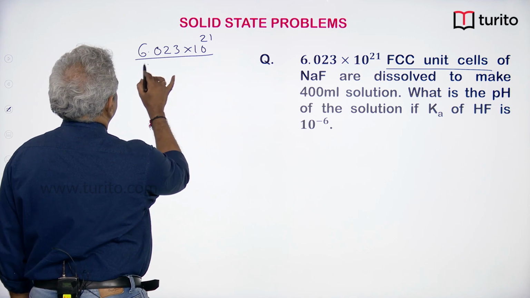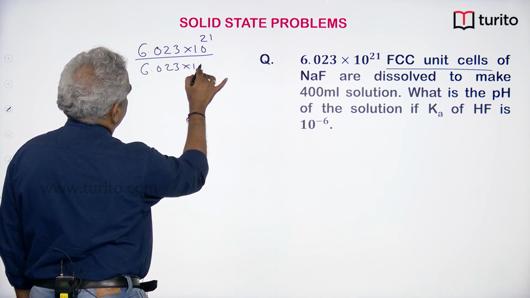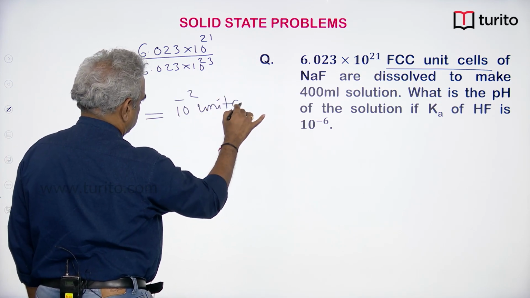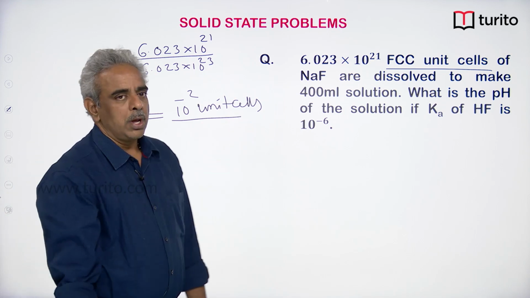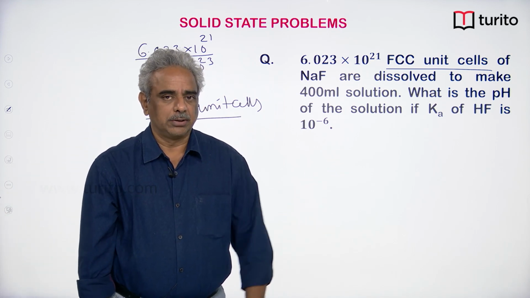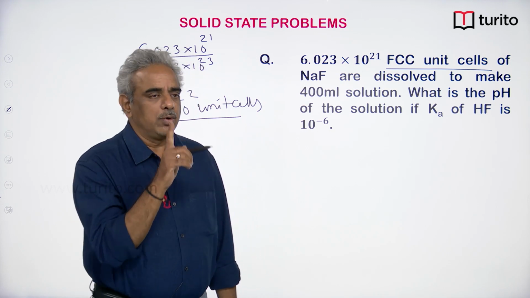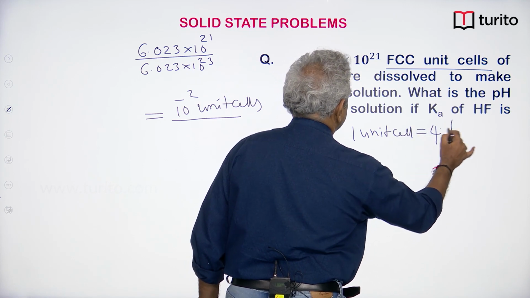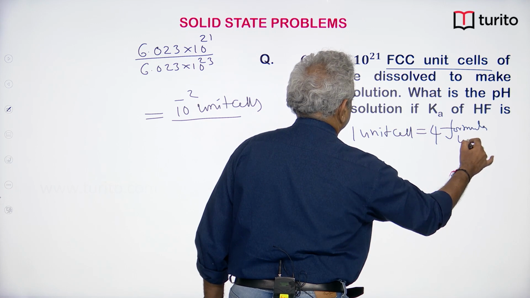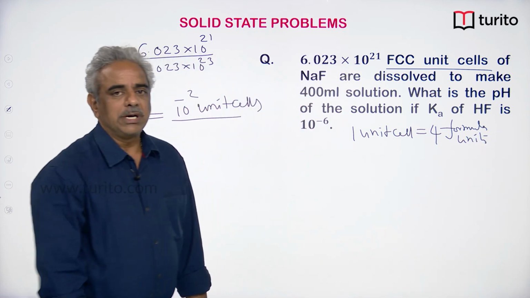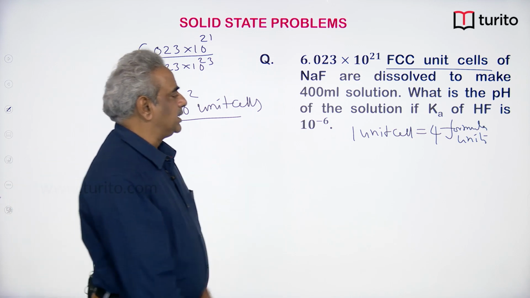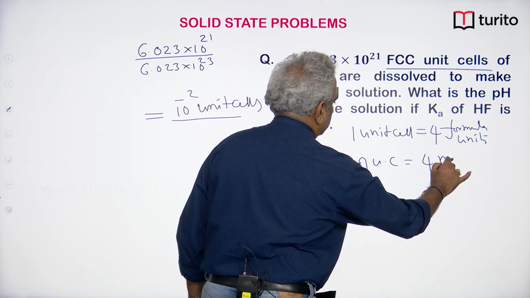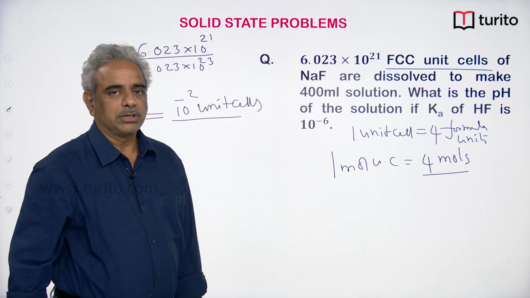This many unit cells, be careful, that many unit cells divided by 6.023 into 10 power 23, that gives me 10 power minus 2 moles of unit cells. But sodium fluoride adopts rock salt structure, and we know 1 unit cell is 4 formula units. 1 mole of unit cells is 4 moles of rock salt.